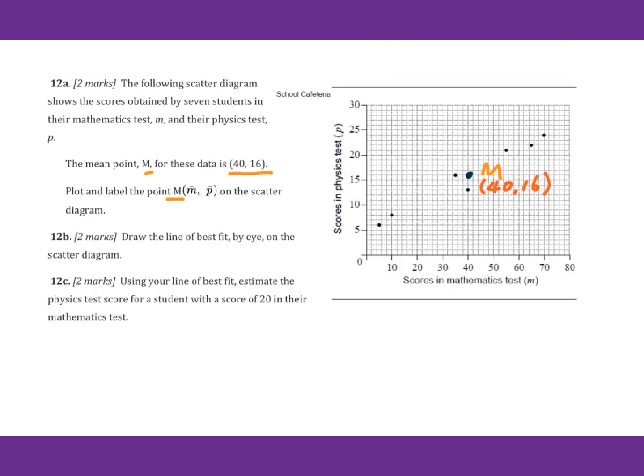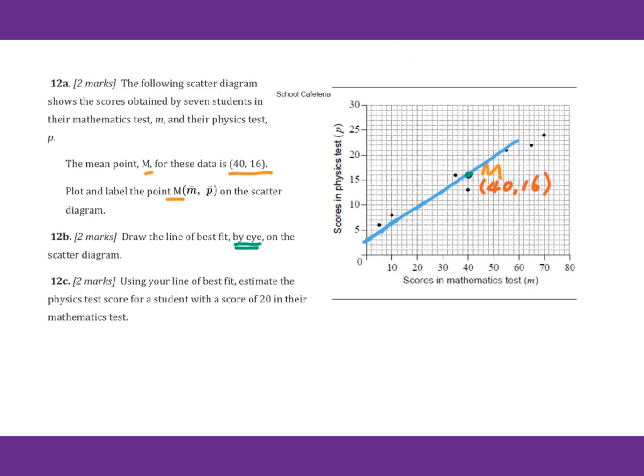For 12B, draw the line of best fit by eye on the scatter diagram. Since for 12B they say draw the line by eye, you have to pass through this M, and also extend the line to pass through the y-axis. Just draw the line in the middle of all the points.